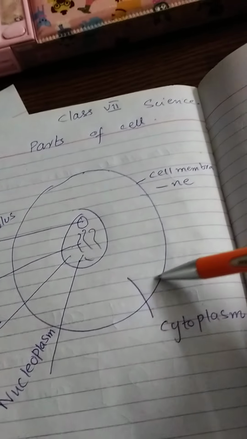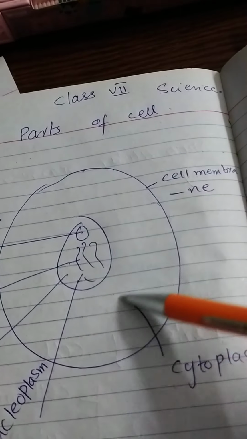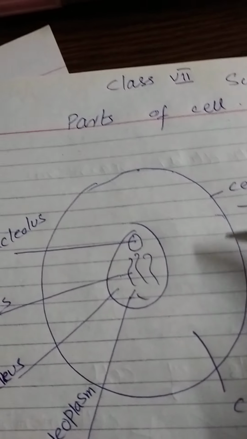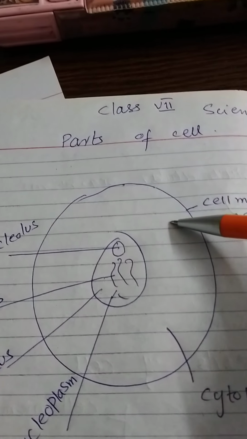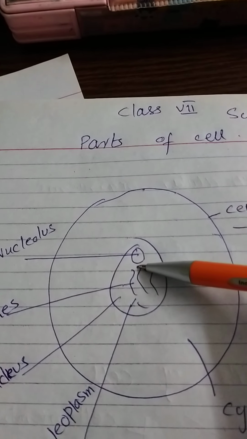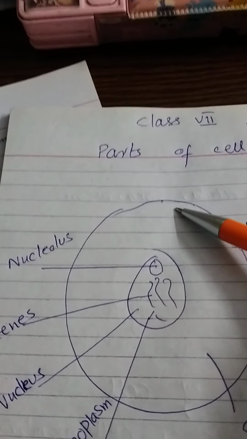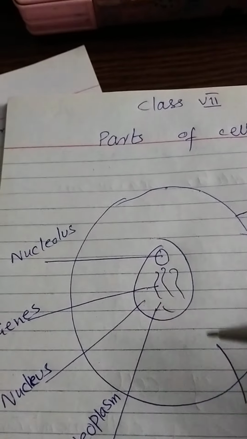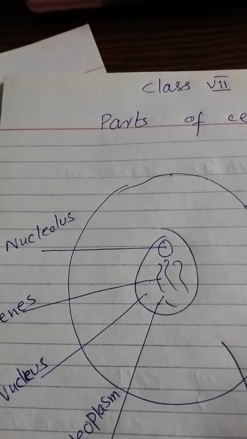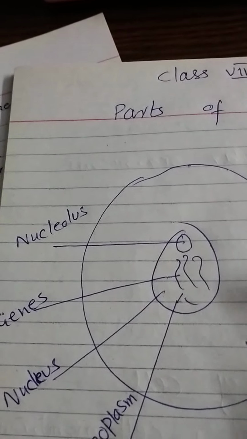The second part of the cell is the cytoplasm. The cytoplasm is the part of the protoplasm between the cell surface membrane and the nucleus, right? This portion is called the cytoplasm. Most cell activities occur in the cytoplasm. It contains specialized structures called organelles, right?